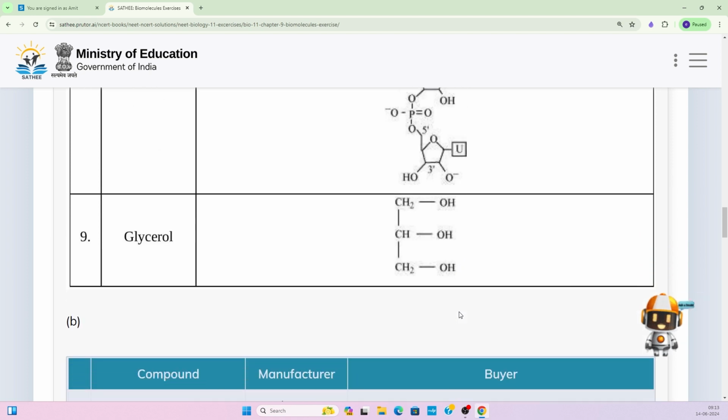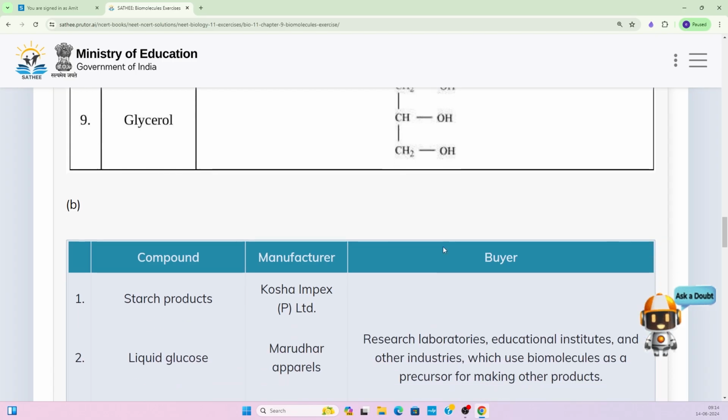Next is glycerol. So glycerol is CH2OH, CHOH, and CH2OH. Three hydroxyl groups are attached to the chain of propane, right? So here you can see the glycerol molecule.